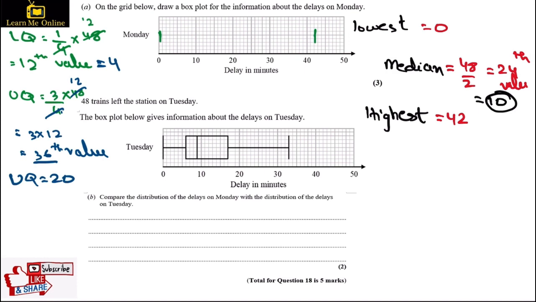Then we draw the lower quartile. The lower quartile is at 4, so the lower quartile would be here. This is a 4 here. Then we draw the upper quartile value, which is 20, and 20 would be here. Once we have that, we're going to label the median. Because we know the median is 10, I'm going to label where 10 is going to be. 10 would be here as well. So this is the box plot we'll be having.